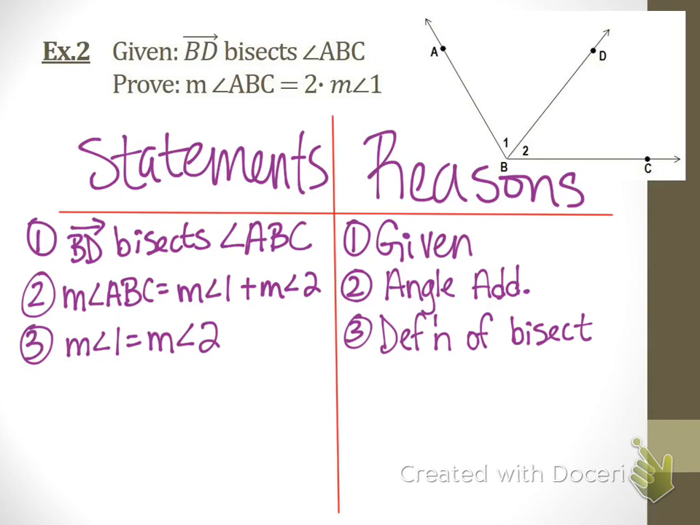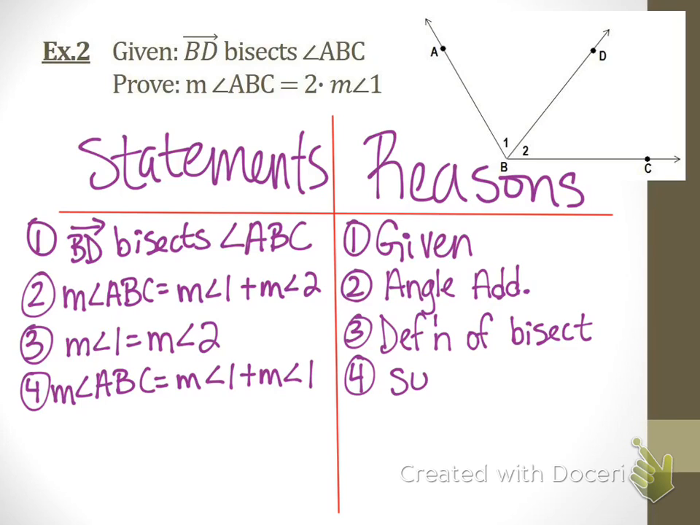All right, where do we go next? So we'll go back to that step number 2. The measure of angle ABC is equal to the measure of angle 1 plus the measure of angle 1. Beautiful. Why? Substitution. Very good. We substituted in the information that we knew from step 3 into step 2. Substitution. We replaced the measure of angle 2 with the measure of angle 1 because they were congruent or equal.